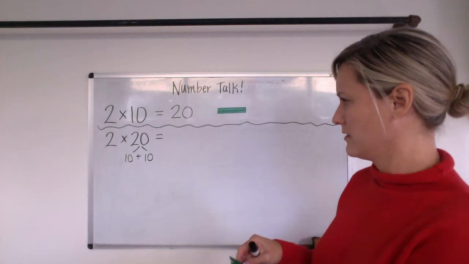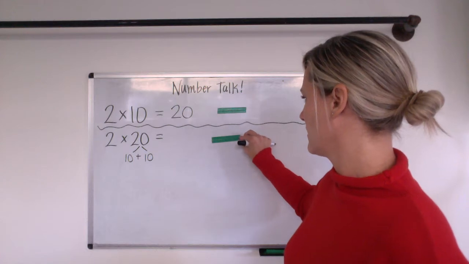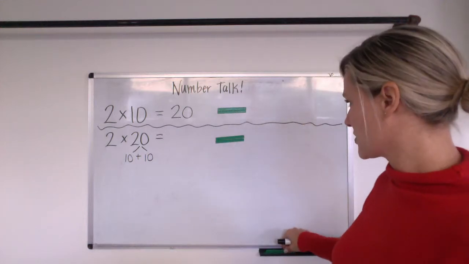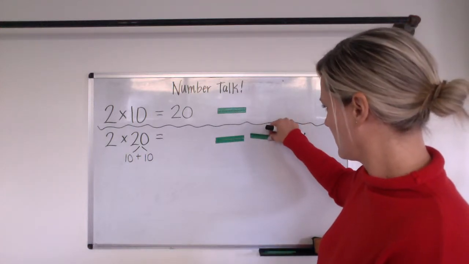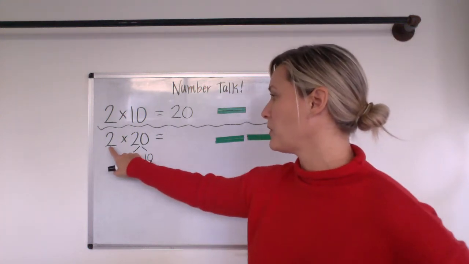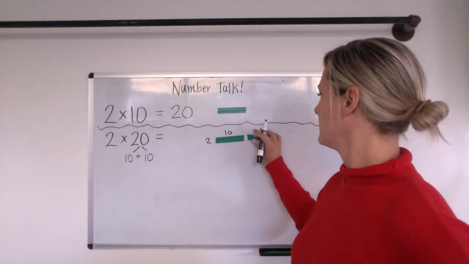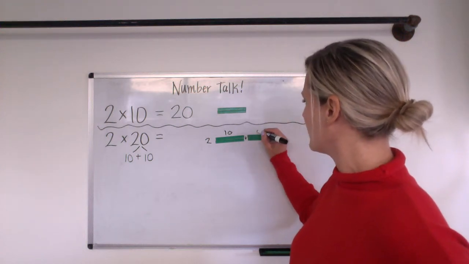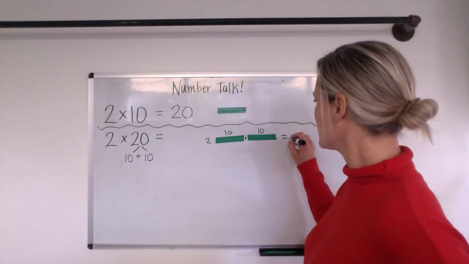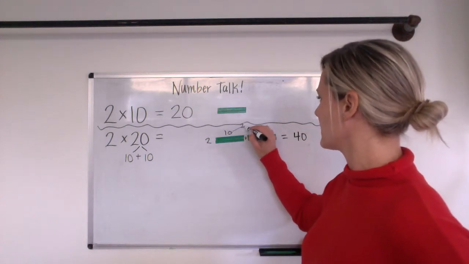So let's see. 2 groups of 10. 2 groups of 10 plus another 2 groups of 10. Can you guys see that? So we have a 2 times a 10 plus another 2 times a 10. This is 2 times 10, plus, we're going to put those together, another 2 times 10. That's the same as 2 times 20, right? So that makes 10, 20, 30, 40. That's the same as 2 times 20.